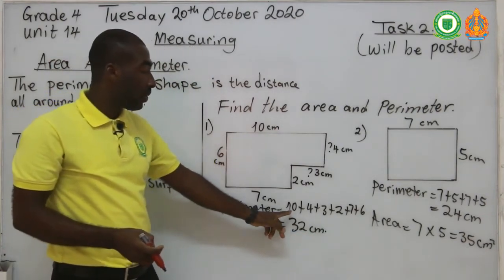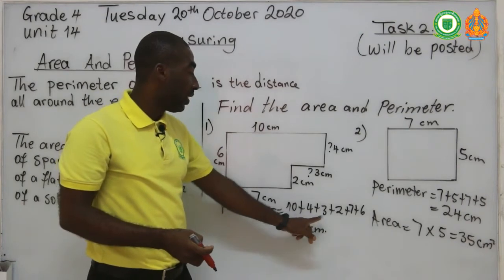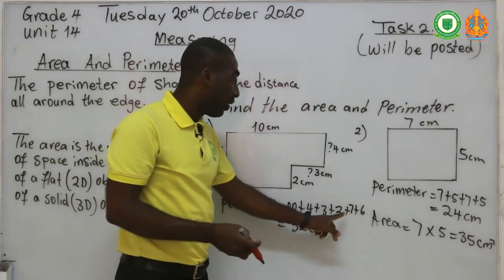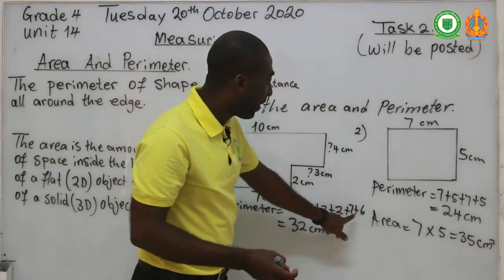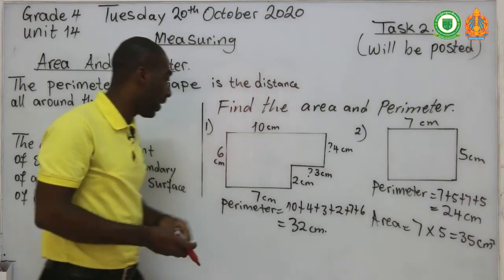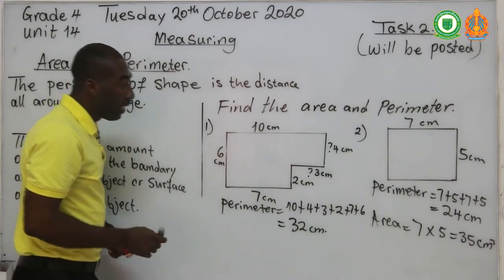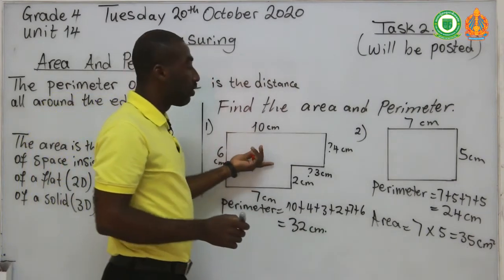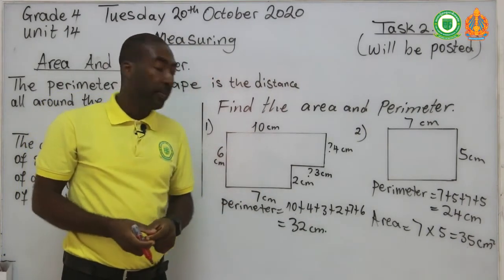We go through again. So 10 plus this will give us 14, plus this will give us 17, will give us 19, will give us 26, and then plus this will give us 32. So we are correct there. Now the next thing that we need to do is to look for the area.